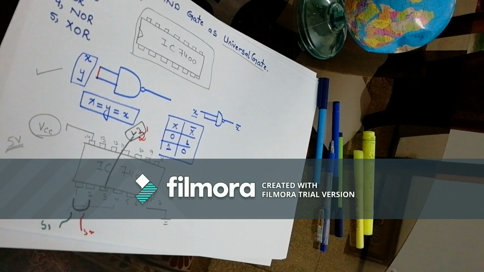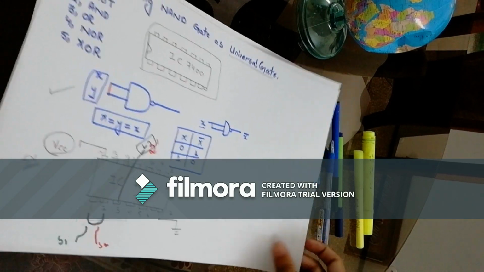When you supply the voltage and turn on your logical trainer, what will happen? When you turn the switch on, the LED won't glow. And when you turn the switch off, the LED will glow. That is, we have obtained the inversion, the NOT gate, using the NAND gate. So this is very simple, using only one NAND gate.